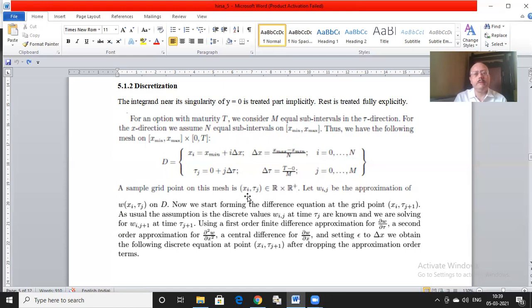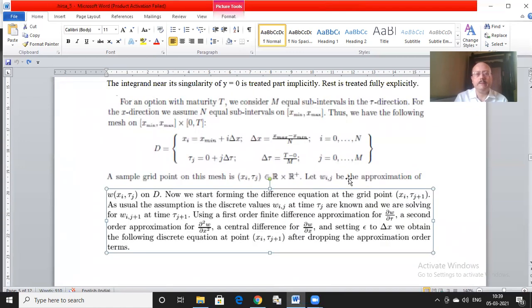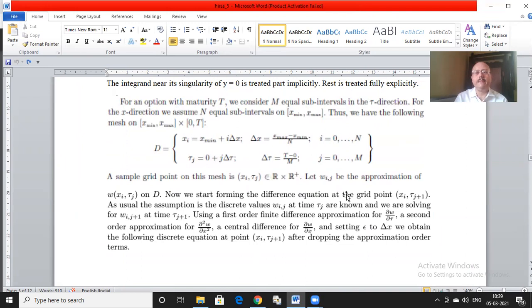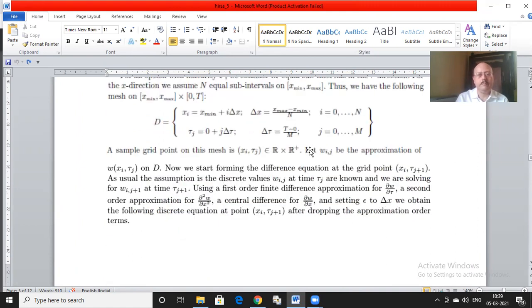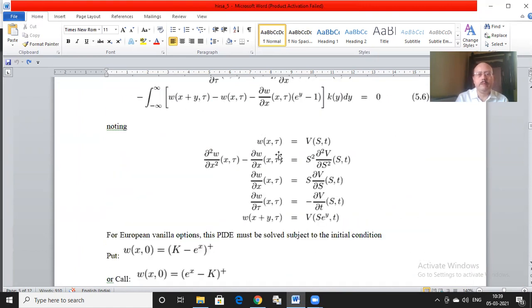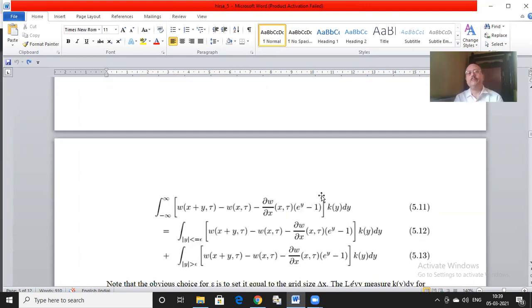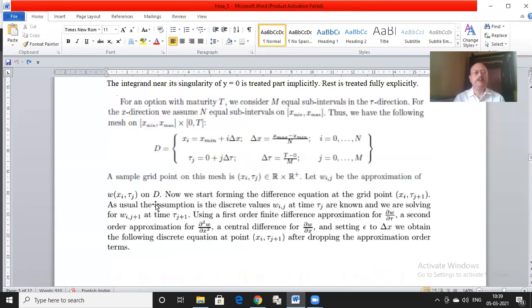And a sample grid point, the notation will be xi tau j, and wij be the approximation of w, the function w at xi tau j, because this is the function that we have to understand. This is our actual function with a change of notation. Remember, just the w is nothing but v, our target price. Okay. So wij is w of xi tau j.